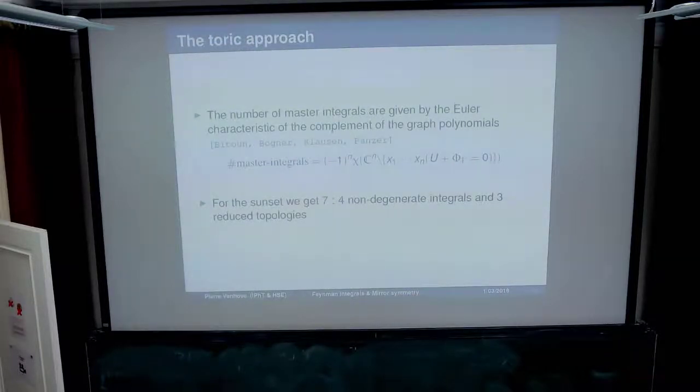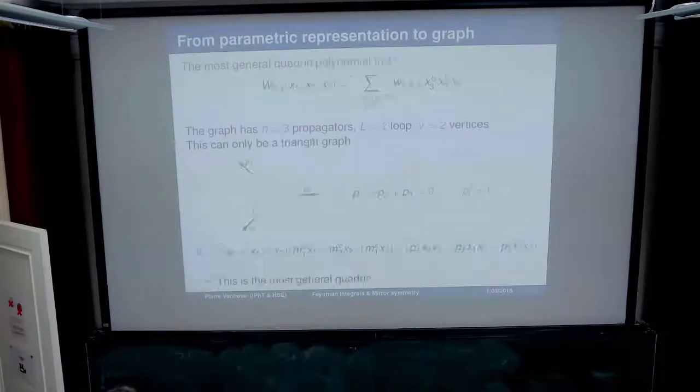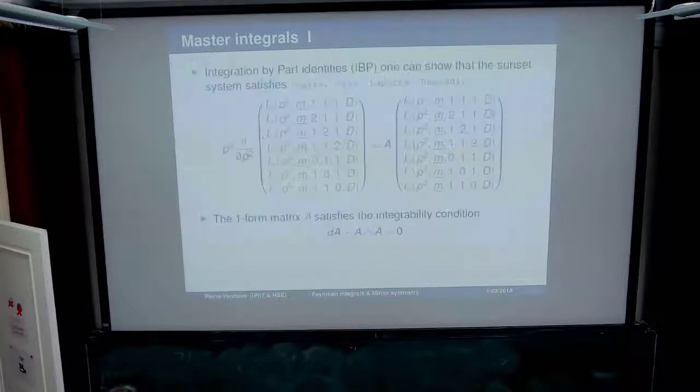But, okay. So, in a recent paper by Thomas Bitoun, Christian Bogner, Eric Panzer, and I forgot the first name of Rosen, they show that actually the number of master integrals is the Euler characteristic of the complement of the graph polynomial. So that means the 7 that I have here is the Euler characteristic of the complement of my graph polynomial. Okay, so let's give that size. So you have to see that it contains both the non-degenerate case and the degenerate graph.